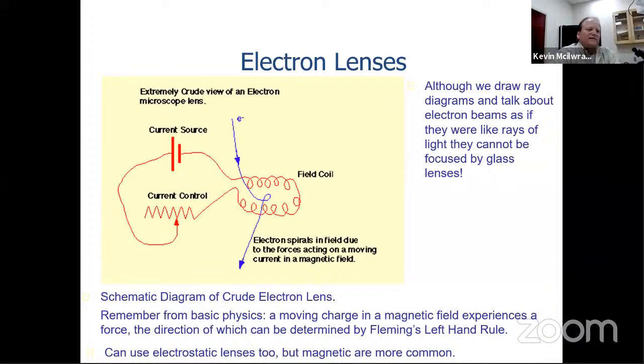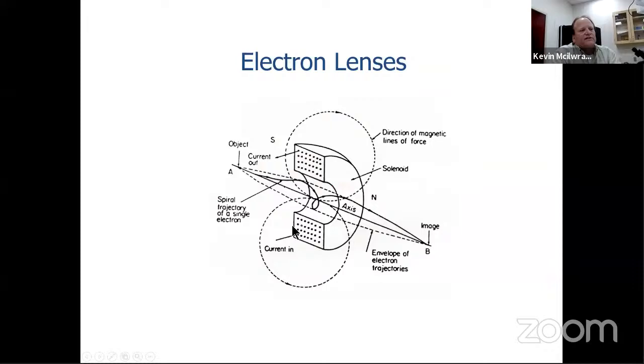And here we see the beam path as it goes through a lens, and so we basically have the current out, current in, and we can see the object here with the image plane over here in B. And we can see this spinning. I can even show you, I can take one of my lower lenses and change the current, and you'll see that actual things will spin.